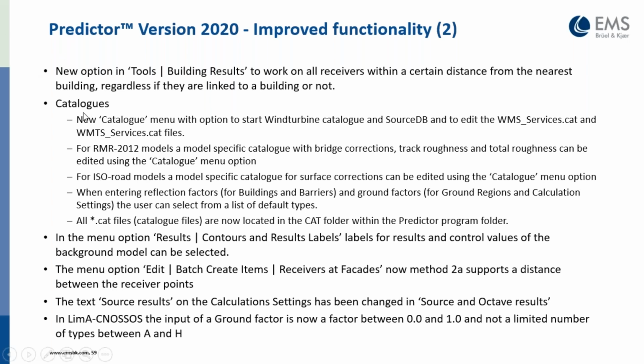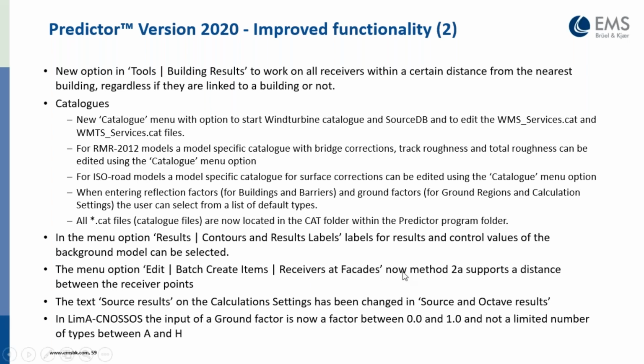There's a new option for catalogs. There are now several catalogs in Predictor, and we decided to have a specific menu option where you can find all those catalog files. Let me see in the menu option, result contours and result labels. Yes, you can now show the result and control values of the foreground and the background model in one view, and that's easy. There you can compare your results between two models.